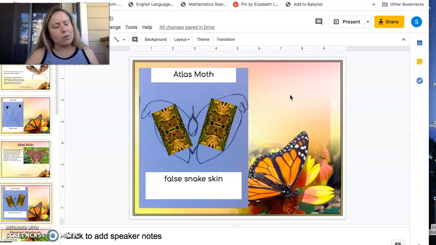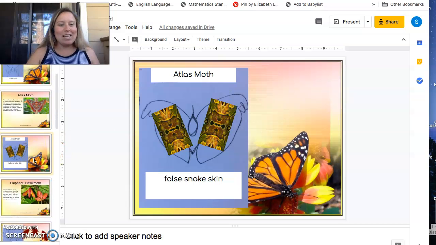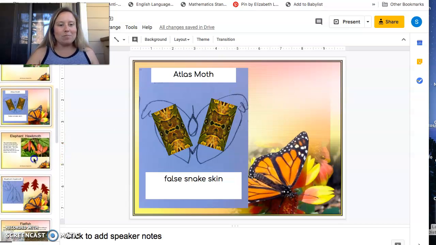What does false mean, first grade? False means the opposite of true. And in animals, what it means is that they're not being false. It means that it is not that item. It is not snakeskin. It is not actually an eye. It just looks that way. All right, let's go to animal number 3.